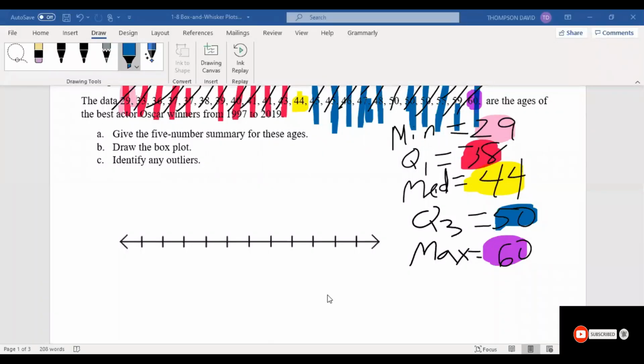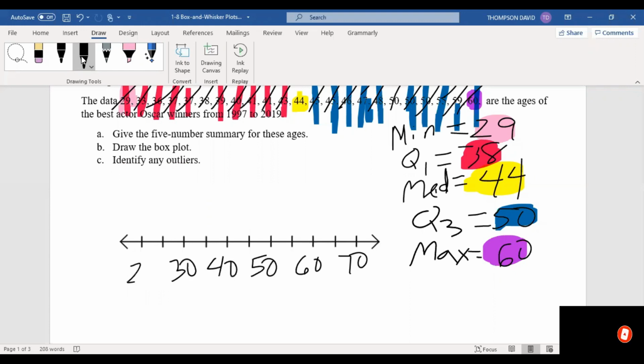Next step is draw the box plot. So first we have to number our number line. We'll start at 70 and then skipping every one, technically counting by 5s, 30 and then 20.